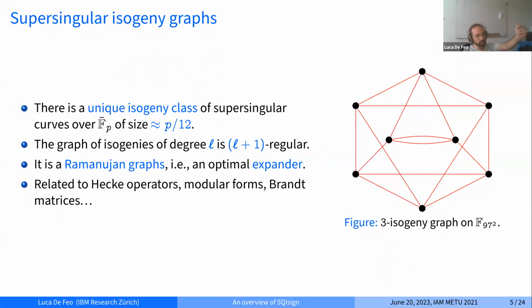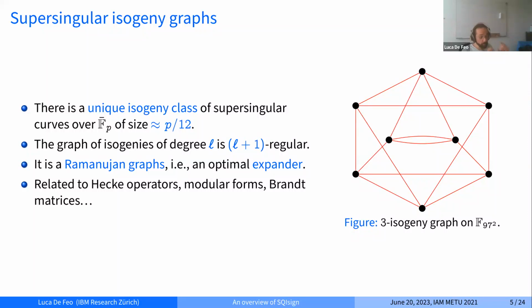let's say you increase p. This is the asymptotic regime. p, the characteristic of the finite field, is what parameterizes these graphs. For each p, you have a different supersingular isogeny graph. And when you make p go to infinity, the Ramanujan property is the best you can hope for. It reaches the optimum bound. And so we can prove that the diameter is as small as possible for these graphs in an asymptotic sense.